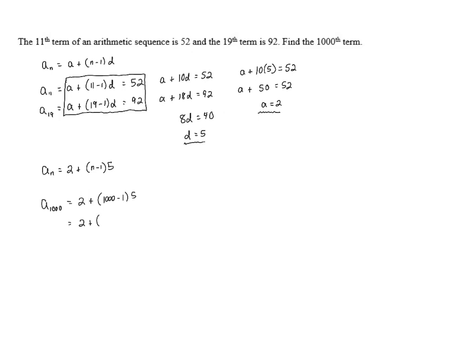So that'll be 2 plus 999 times 5. 999 times 5 is 4,995. And when we add 2 to that, we have 4,997, which is the 1000th term.